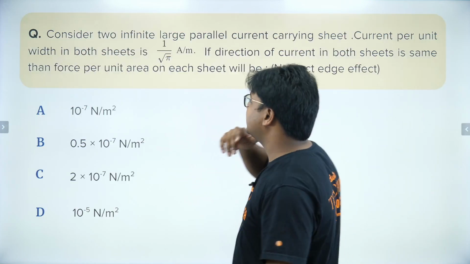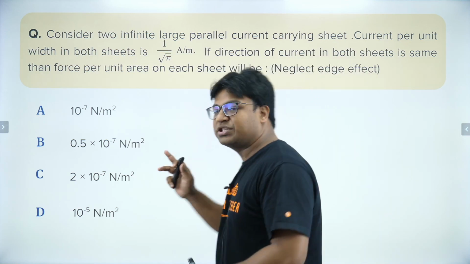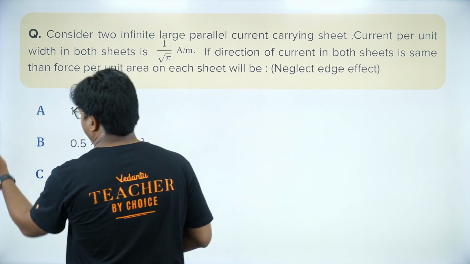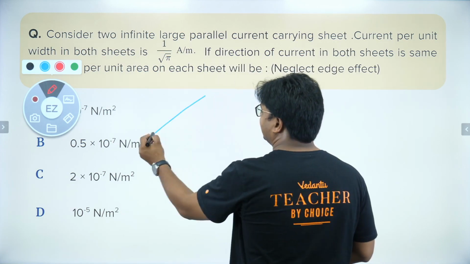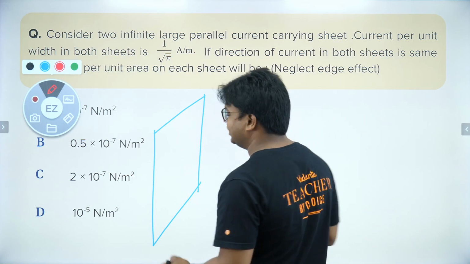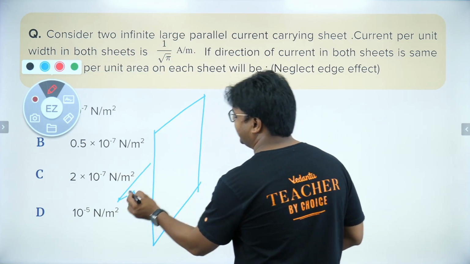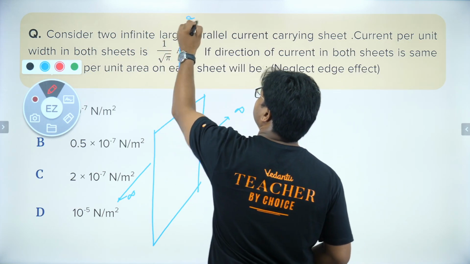Now this question says two infinite large parallel conducting sheets. So this question involves sheets, so we should be aware of how to write the magnetic field due to a sheet. I'll just tell the formula once and then I will start the question. So let's say this is a sheet which extends up to infinity in these two directions also, and which extends up to infinity in these two directions also.